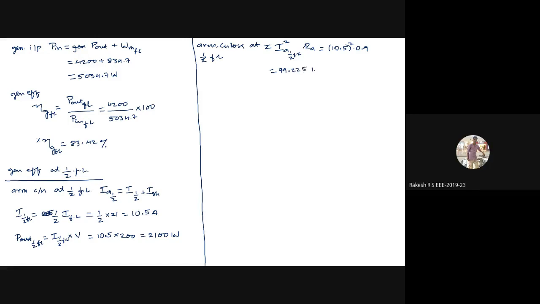Sir, IA, in the sense IL plus ISH, becomes 11.5, right, sir? Oh, yes, this we haven't calculated, right? So this is 10.5 plus 1, yes, this is 11.5. Sorry. I thought IL half itself is 10.5. So it is 11.5 squared, which is 119.025. You take 119.